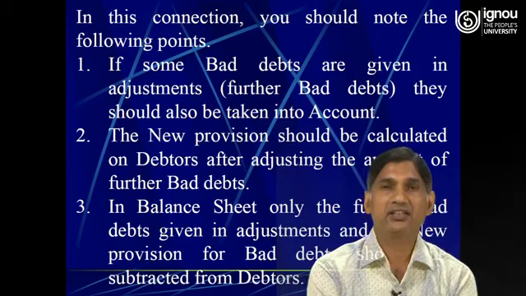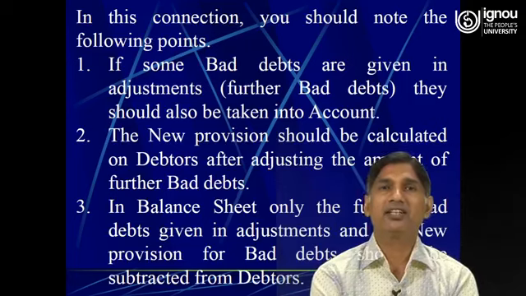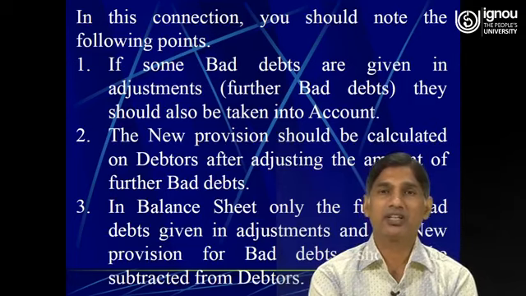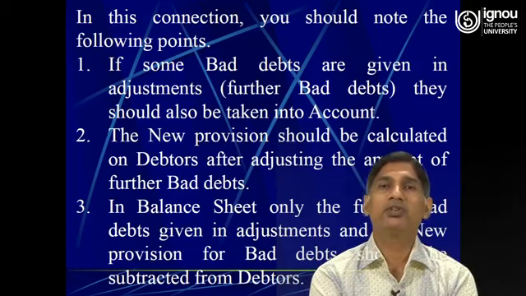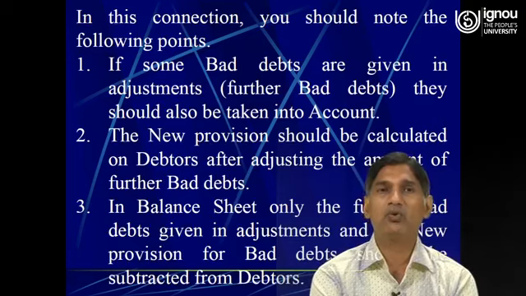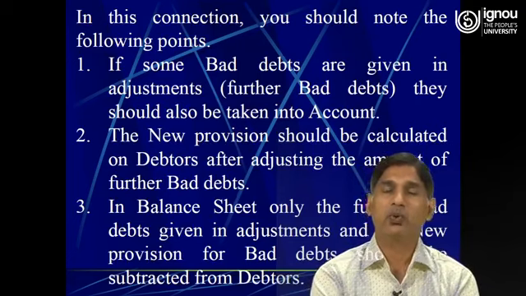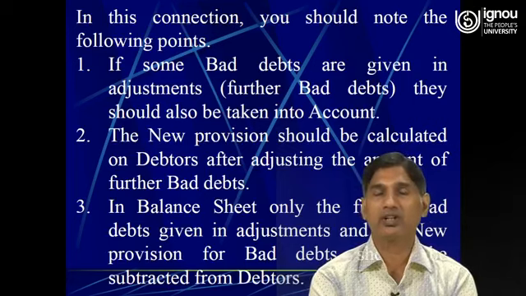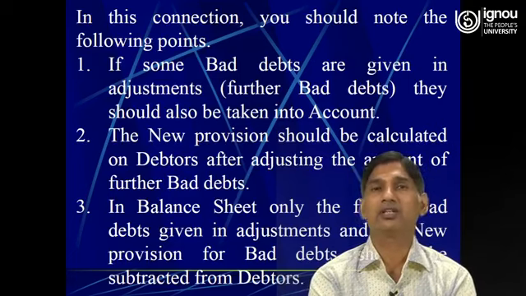In this connection, the learner should note the following points. The first one is, if some bad debts are given in adjustment, that is what we call further bad debts, they should also be taken into account. The new provision should always be calculated after deducting the amount of further bad debts from the amount of debtors. So, only after deducting the amount of further bad debts from the amount of debtors, the new provision must be made. This the learner must always keep in mind.